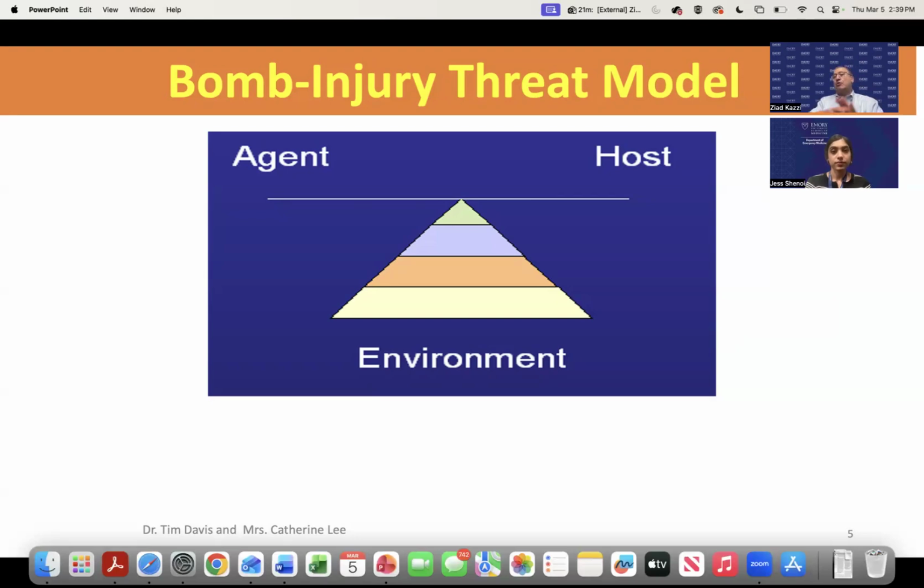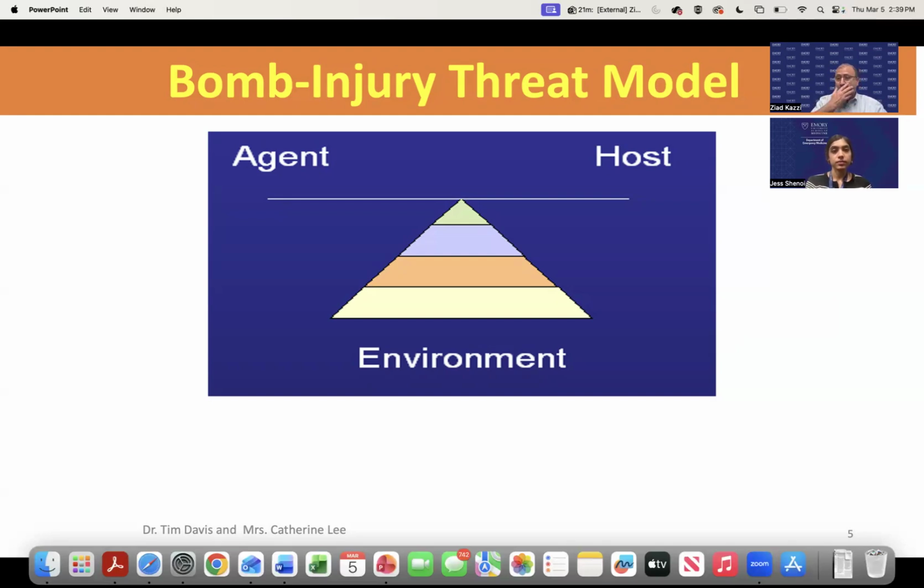Now, you may not know all this information at once, and some of this information will be gathered as the incident unravels. But knowing what the agent is important. Is this ammonium nitrate, like in the Beirut port explosion, or is this fireworks?